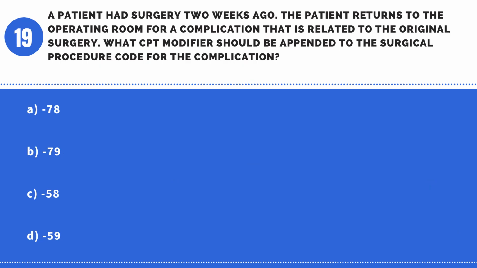Question 19. A patient had surgery 2 weeks ago. The patient returns to the operating room for a complication that is related to the original surgery. What CPT modifier should be appended to the surgical procedure code for the complication? A. -78. B. -79. C. -58. D. -59.